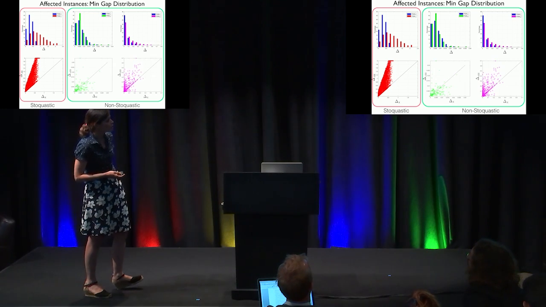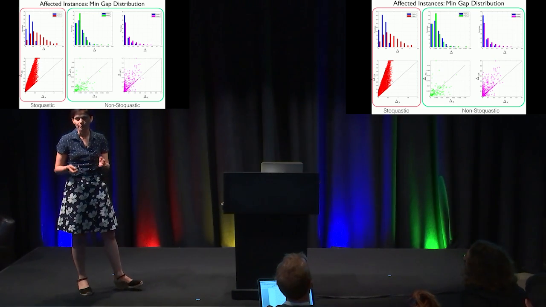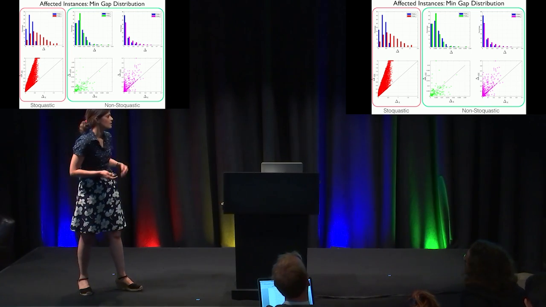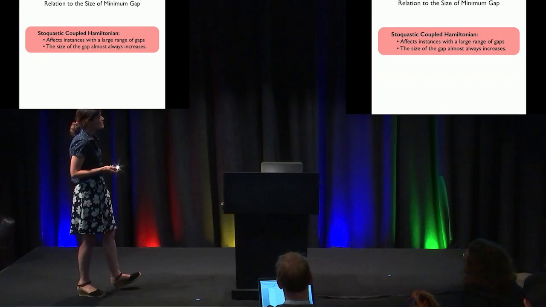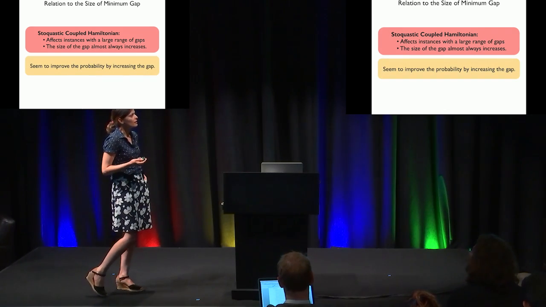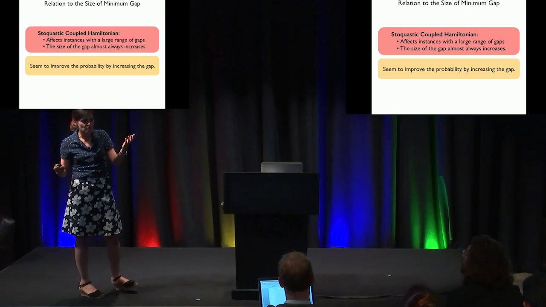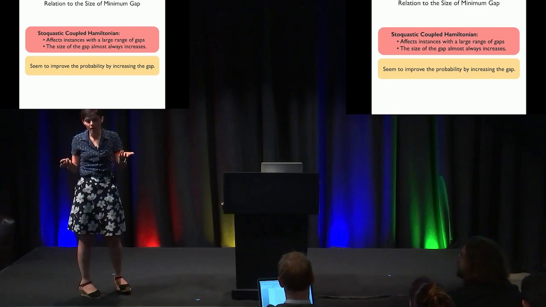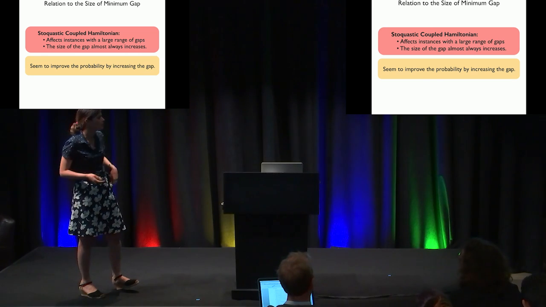In contrast, for non-stochastic ones, we can see that there's not really a pattern. The size of the minimum gap can get smaller, can get bigger, or can stay unchanged. So it seems that for stochastic Hamiltonians, it's a likely scenario that they improve the size of the gap, and thereby they increase the probability.